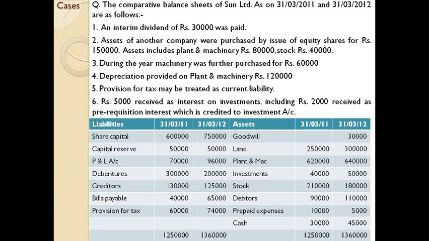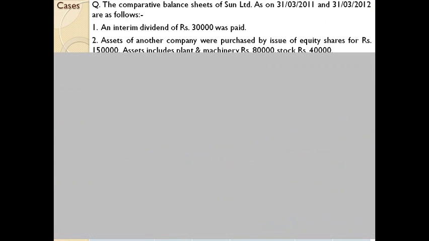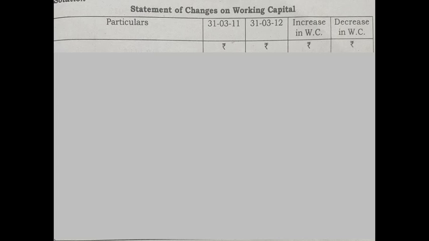First of all, let us begin with the schedule of changes in working capital, and we all know how to prepare it. It has to be prepared on the basis of current assets and current liabilities given in the balance sheet. Additional information in most cases will not affect the schedule of changes, but here there is one adjustment that has to be dealt with accordingly, because provision for tax may be treated as a current liability. Current liability means it has to be considered in the schedule of changes in working capital.